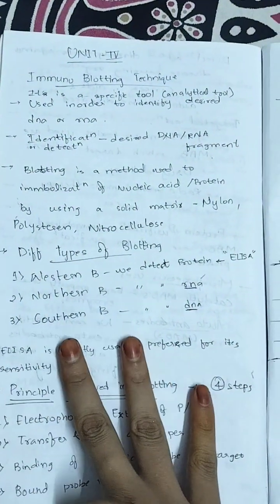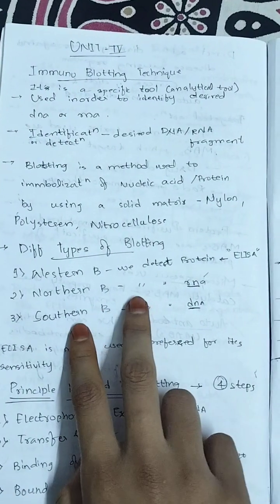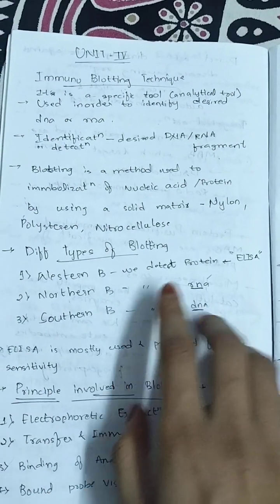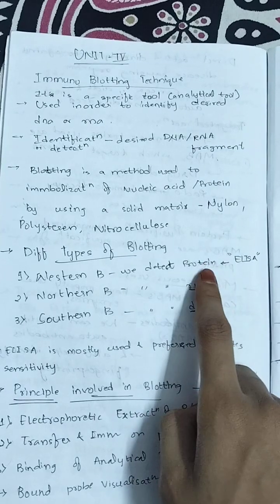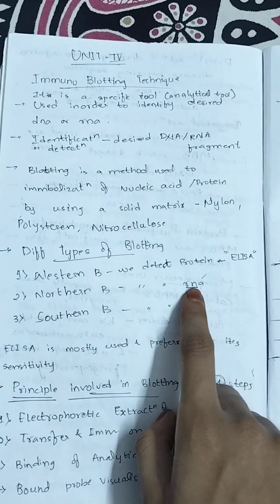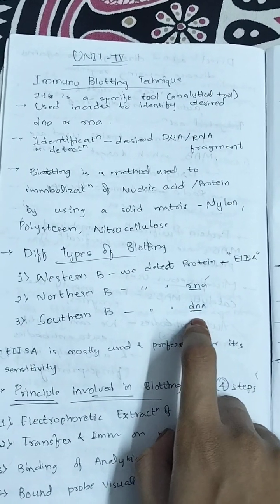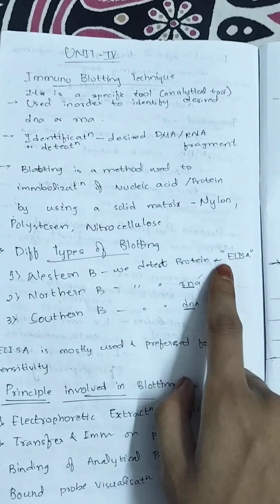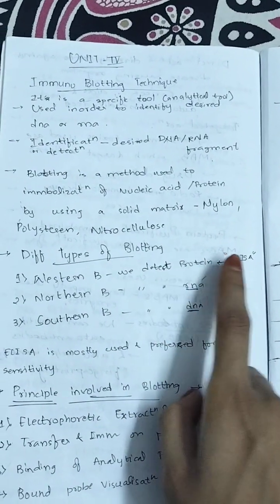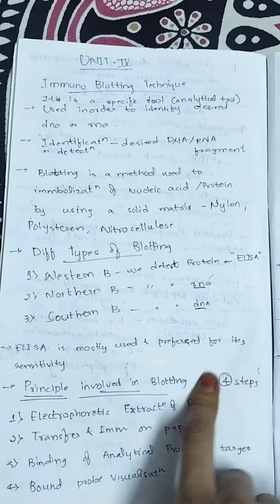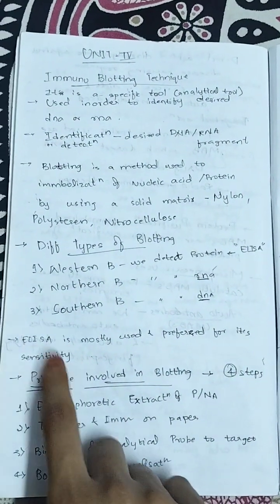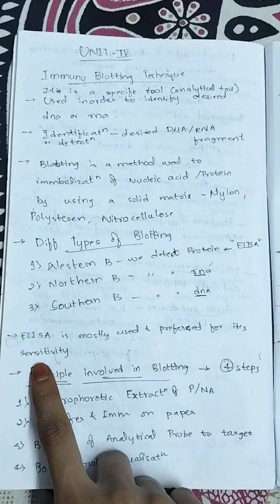There are three different types of blotting: western blotting, northern blotting, and southern blotting. For the detection of protein, we use western blotting. For the detection of RNA, we use northern blotting. For the detection of DNA, we use southern blotting. For protein detection, we also use ELISA. Actually, ELISA is mostly preferred because of its sensitivity.